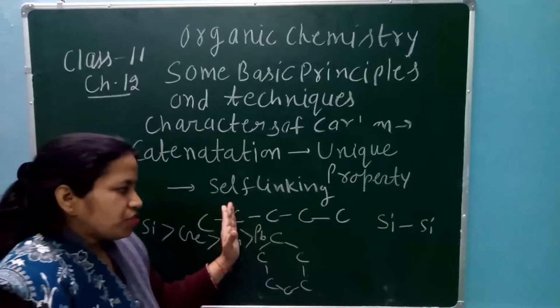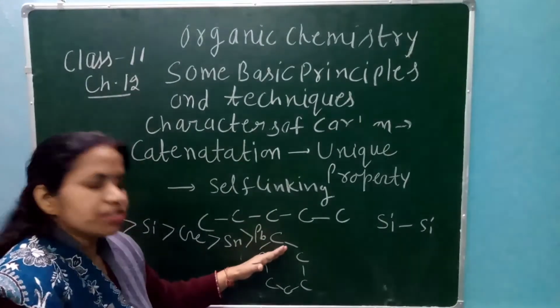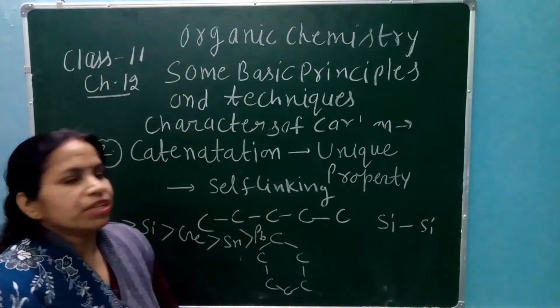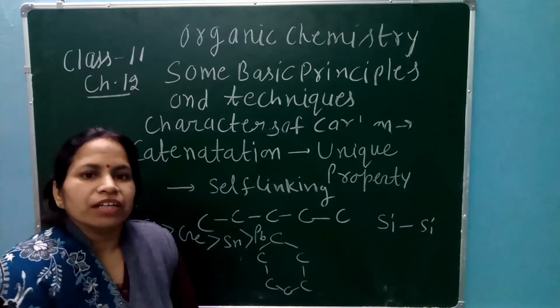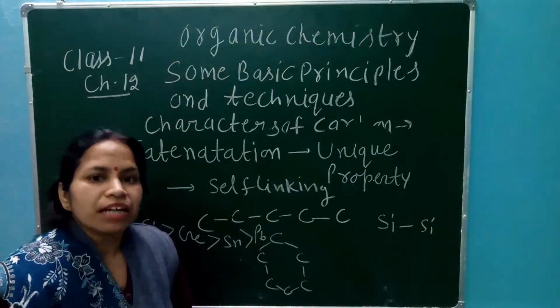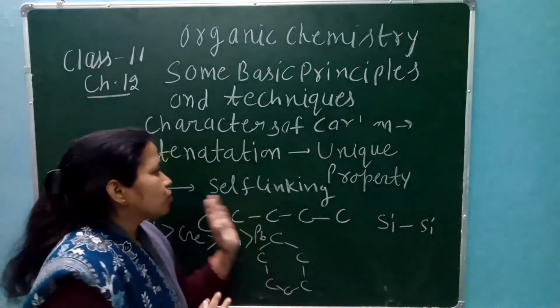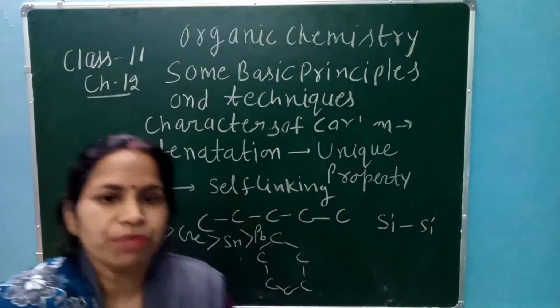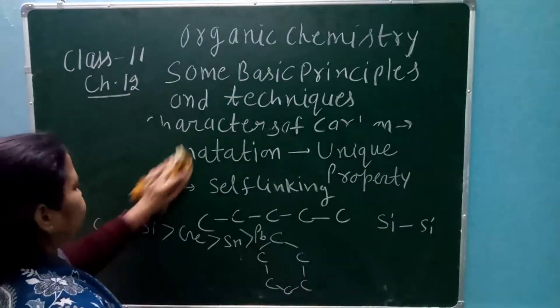Clear? So carbon chains and carbon rings are present in organic compounds. Those compounds which contain carbon and hydrogen are called organic compounds, and these are hydrocarbons. So what is the point? Carbon has a unique property, which is catenation.